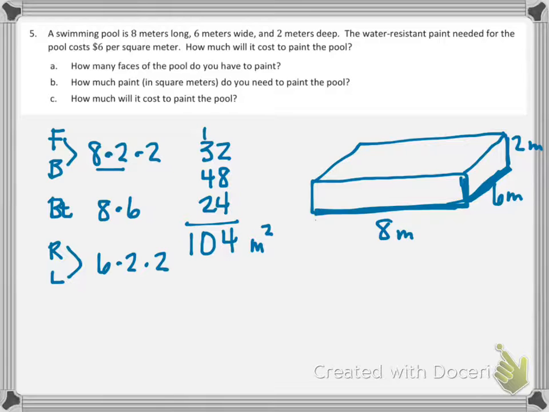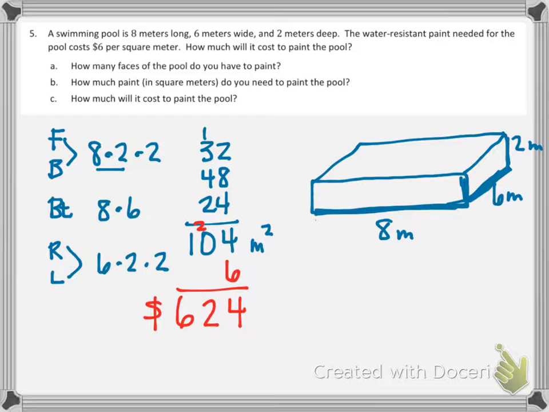Now, it says that it's $6 per square meter, so I'm going to take that 104 square meters and multiply that times 6 to get the cost to paint the pool. 6 times 4 is 24, carry that 2, and 6 times 1 is 6. So $624 to paint the pool inside. Part B, how much paint in square meters do you need? We did that, 104 square meters. How much will it cost? We did that, $624. Got it.